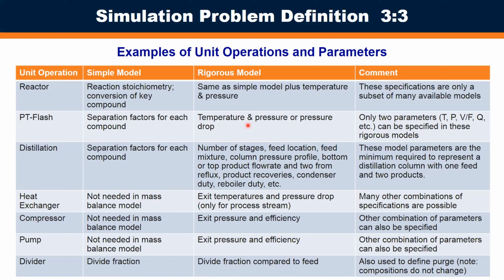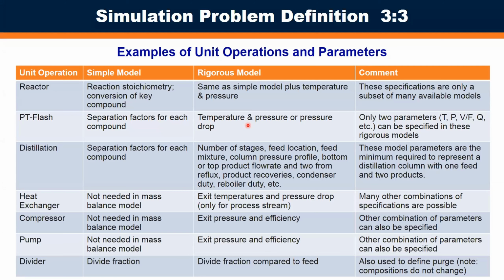Moving into distillation, for simple models, all you need is the separation factors for each compound. But when you do rigorous models, you need a much better description of the column: the number of stages, the location of the feed, the conditions of the feed. You need the pressure profile, the draw rates, the duties of the condensers and reboilers, and so on.